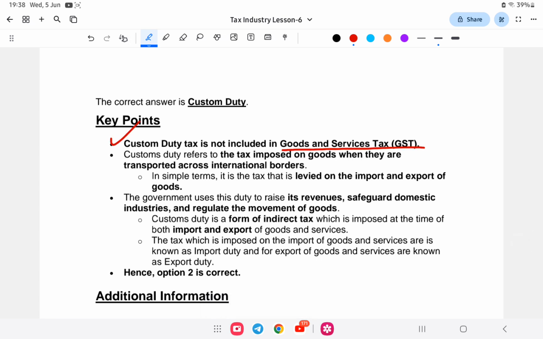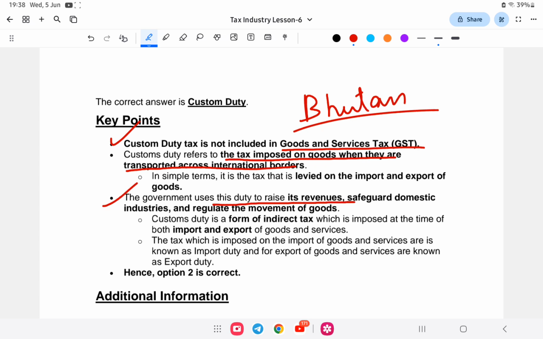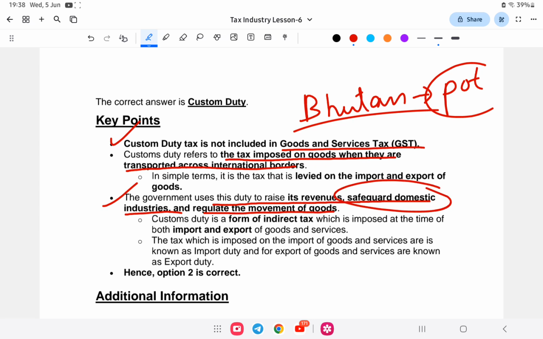It refers to the tax imposed on goods when they are moved across international borders. For example, if you bring goods from Bhutan, you have to pay customs duty. The government uses this duty to raise its revenue, safeguard domestic industry, and regulate the movement of goods. For example, goods from Bhutan are cheaper, so the duty ensures the Indian market is not disrupted, that is, it safeguards domestic industry and increases revenue.